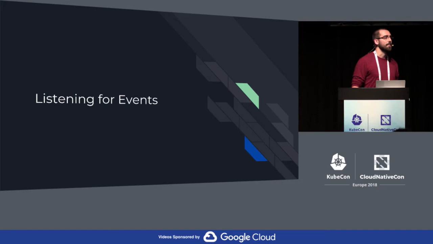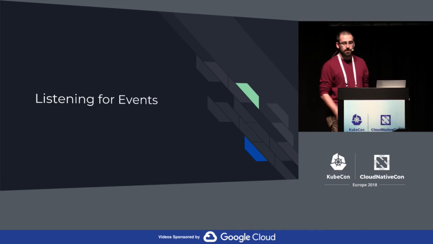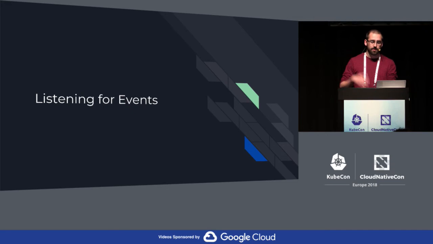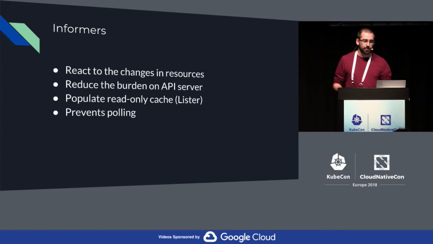So the first bits of code that we need to write ourselves are hooking up into the event framework for Kubernetes. And there's a ton of stuff that's already written for this. One of the first things is informers. So there's a concept of informers that's written in the client Go. Big shout out to all the people that work on the API machinery, because this is awesome and it makes your life so much easier.